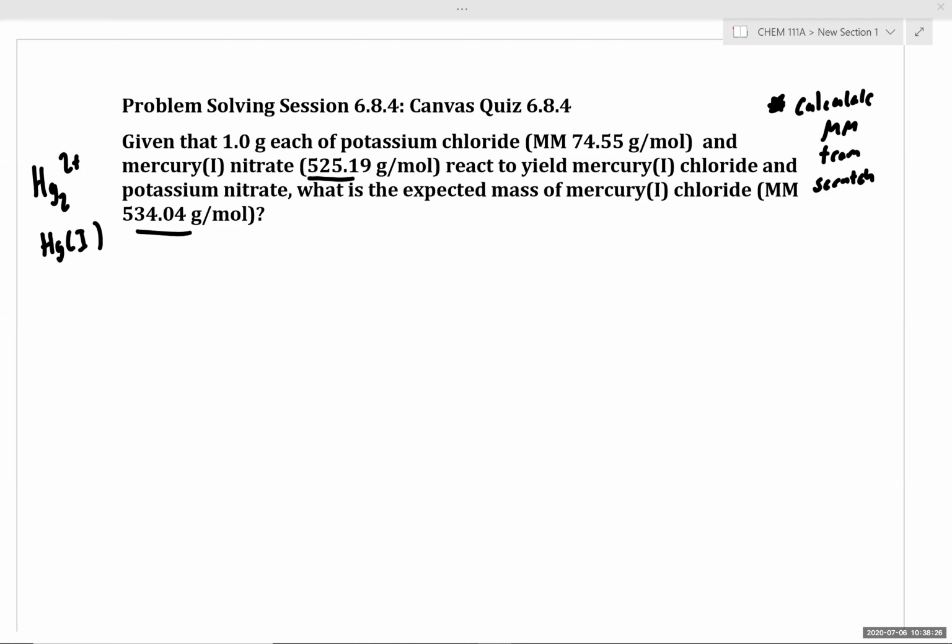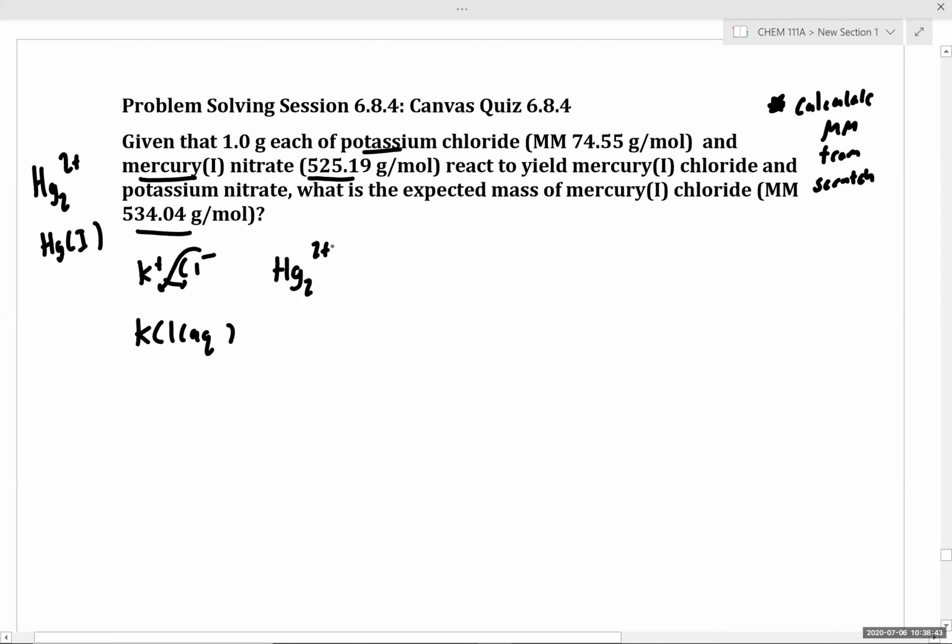So first, for potassium chloride, we have K plus and Cl minus. Let's cross our charges. That gives us KCl aqueous. Mercury 1 nitrate. The reason why I gave you the molar masses was because mercury 1 is a bit of an oddball. It's written as Hg2 2 plus. Nitrate, we have NO3 minus. We cross our charges and we get Hg2 NO3 2. So this is mercury 1 nitrate.